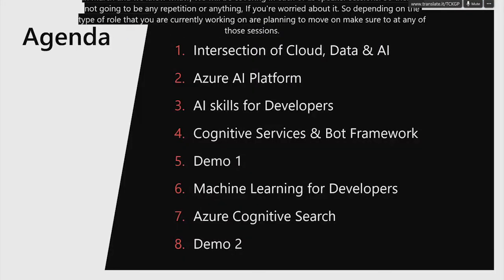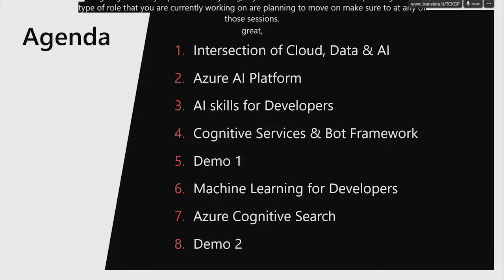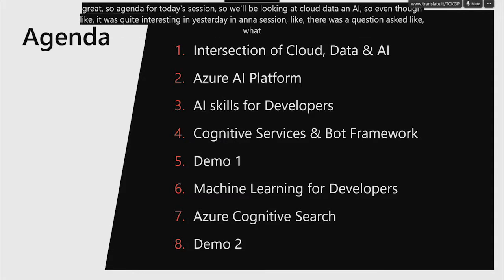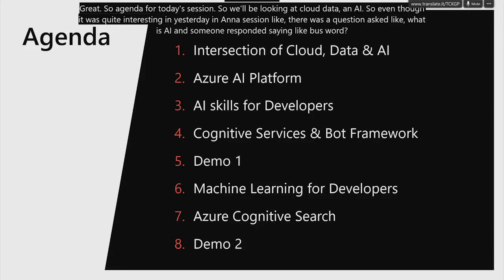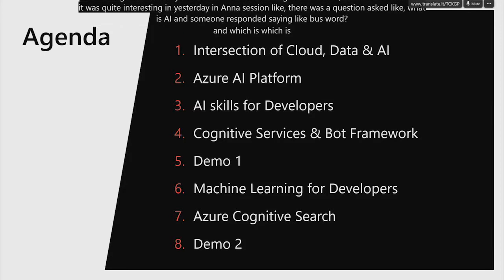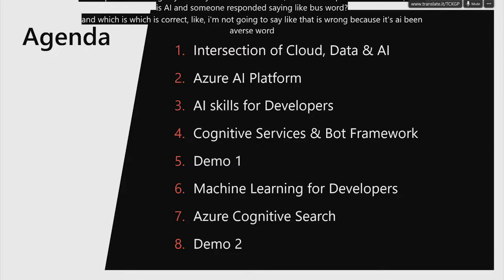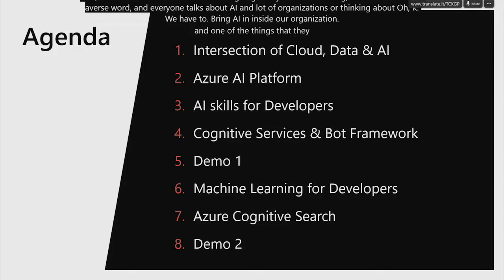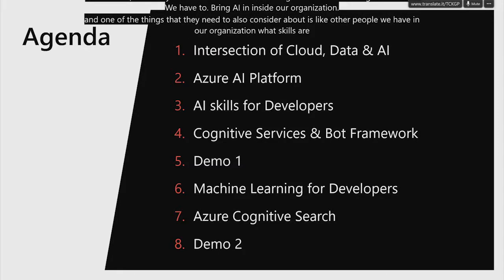The agenda for today's session: we'll be looking at cloud data and AI. It was quite interesting yesterday in Anna's session, where a question was asked: what is AI? Someone responded, buzzword. Which is correct. I'm not going to say that is wrong, because AI is a buzzword and everyone talks about it. A lot of organizations are thinking, okay, we have to bring AI inside our organization. One of the things they also need to consider is who are the people we have in our organization, and what skills are required to bring AI into our organization.